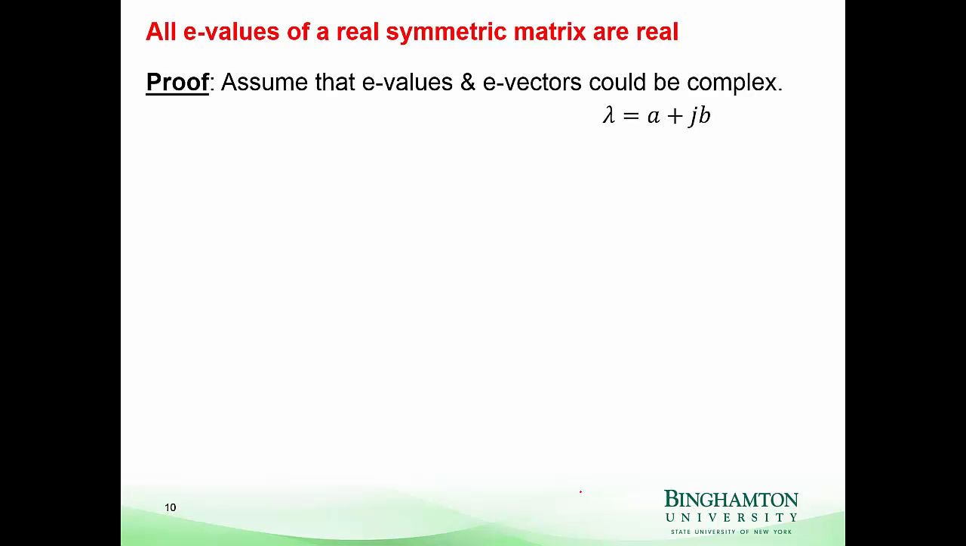So here's our statement: all eigenvalues of a real symmetric matrix are real. Here's our proof. We're going to assume that the eigenvalues and eigenvectors could be complex. In particular, that means each lambda could have the form A plus JB, for some A and some B. If they truly are complex, B cannot be 0. So let's start with our fundamental equation that defines eigenvalues and eigenvectors, and we'll call that equation 1.